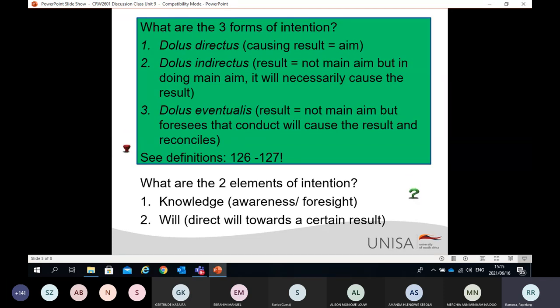So, for example, for murder and culpable homicide, the definitional elements of those two crimes are the same. It is the causing of death of another human being. For rape, the definitional element is an act of sexual penetration with another without consent. You will immediately realize that the definitional elements of a crime are the portion of the definition that remains when you remove the words unlawful and intentional. So if you remove the words unlawful and intentional, or unlawful and negligent, supposing that is culpable homicide, what remains afterwards is the definitional elements of that crime.